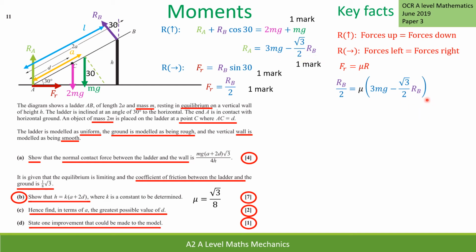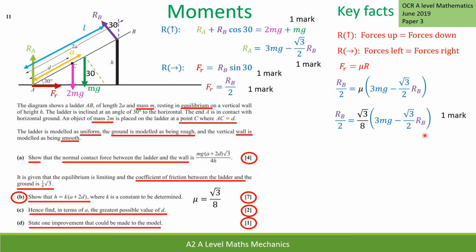Now we do know the value of RB in part A, and we will have to substitute that in. But if you substitute it in too early, it makes your calculation really tricky. So it is easier to keep it in terms of RB at this stage here, put RB onto the same side, and once you've only got one term involving RB, then substitute this in, because if you go too early, it just gets really, really complicated. We're going to substitute mu to be √3/8, and this is your 5th mark.